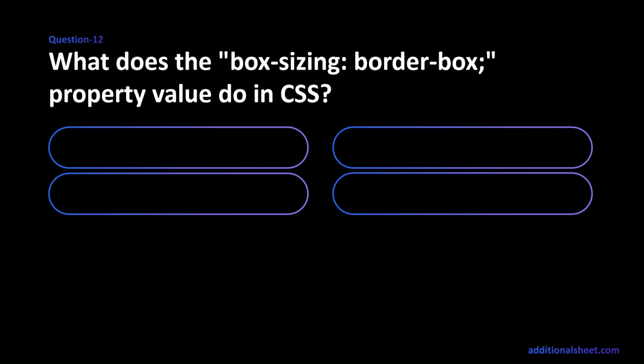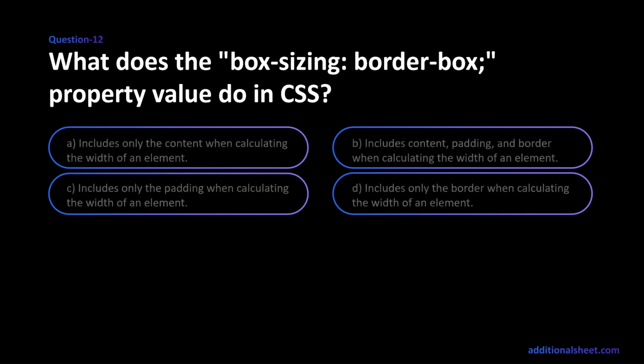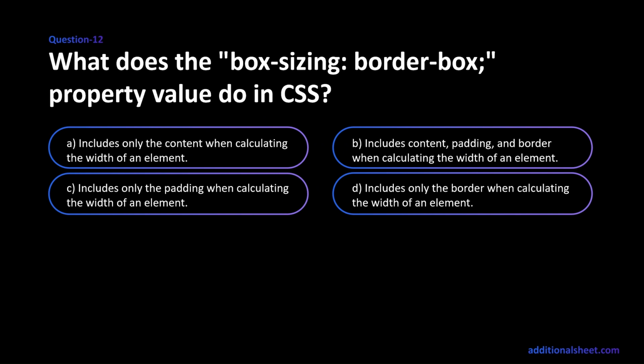Q12. What does the box sizing border box property value do in CSS? Options are A. Includes only the content when calculating the width of an element. B. Includes content, padding, and border when calculating the width of an element. C. Includes only the padding when calculating the width of an element. D. Includes only the border when calculating the width of an element.